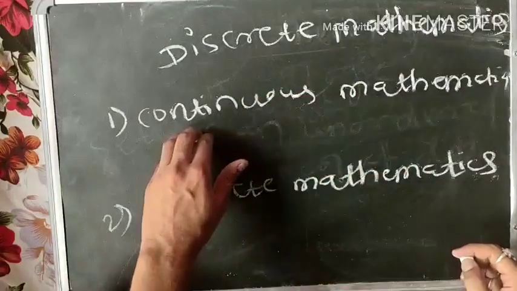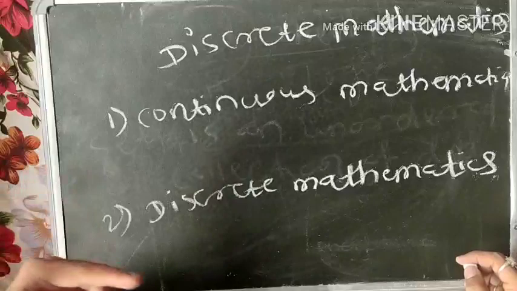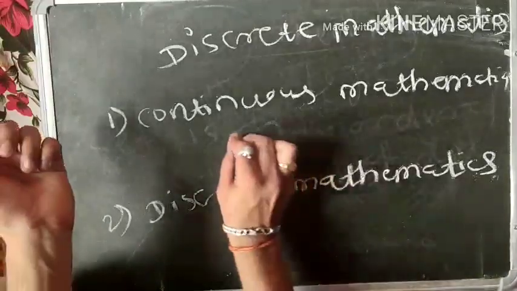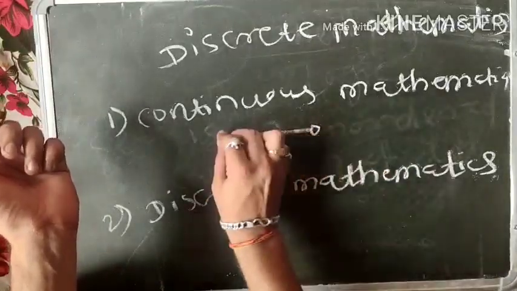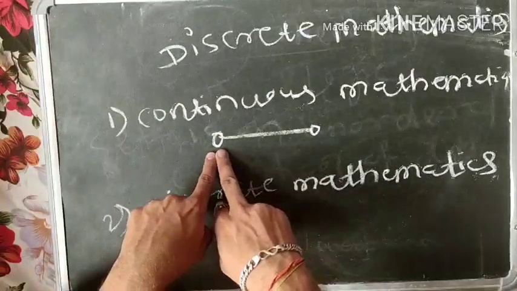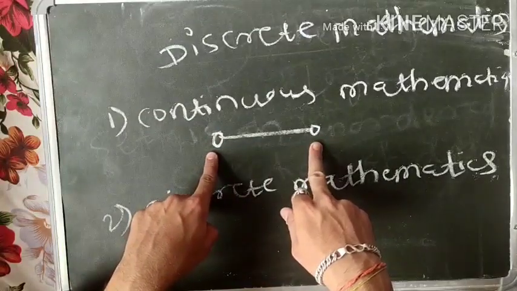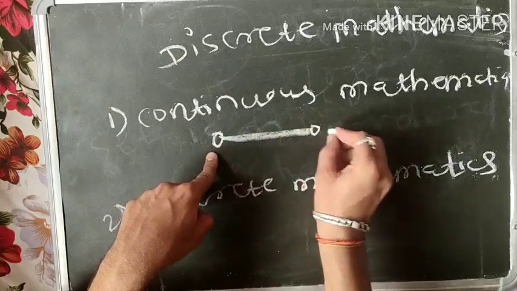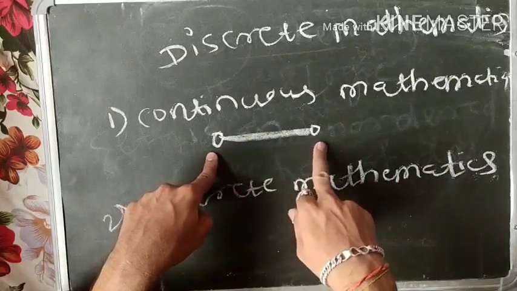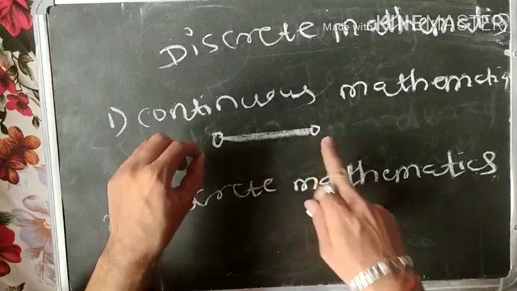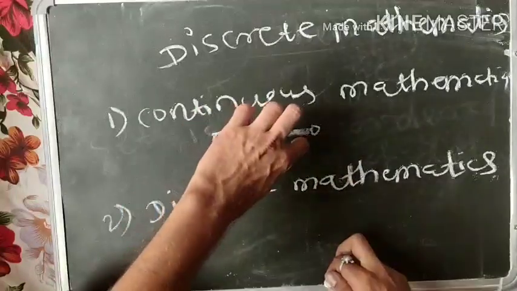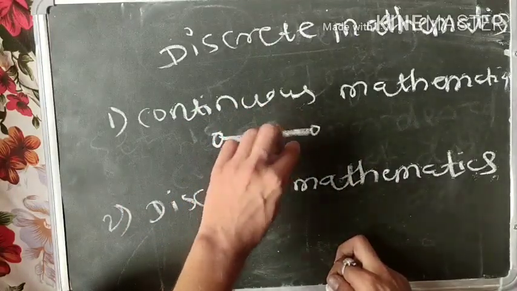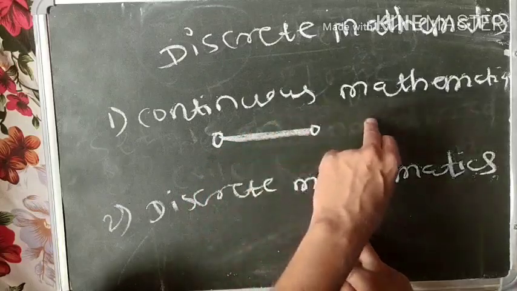It is based upon a continuous number line or real numbers. Suppose this is a line. Here we need to provide a starting point and an end point to the system, and we can draw a number of pixels between the starting point and end point to draw a smooth line. This is a continuous line.